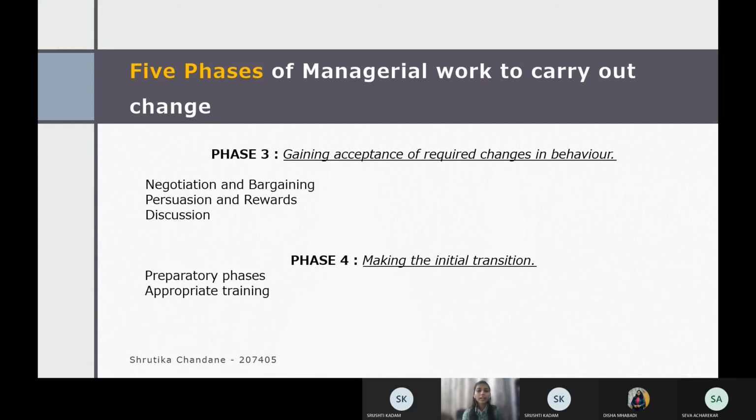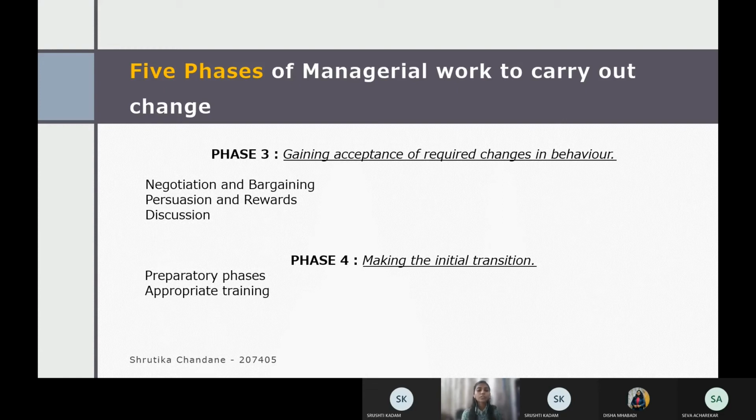Phase 3: Gaining acceptance of the required changes in behavior. Managers can reach agreement through negotiation and bargaining and can also invite people to participate in decision making. Participation is the best method for developing an understanding of change and its implications. Phase 4: Making the initial transition. Preparatory phases are planning, immunization, and gaining agreement, which should preface the actual start of the change itself. If new knowledge and skills are required by the change, appropriate training should be designed and implemented.